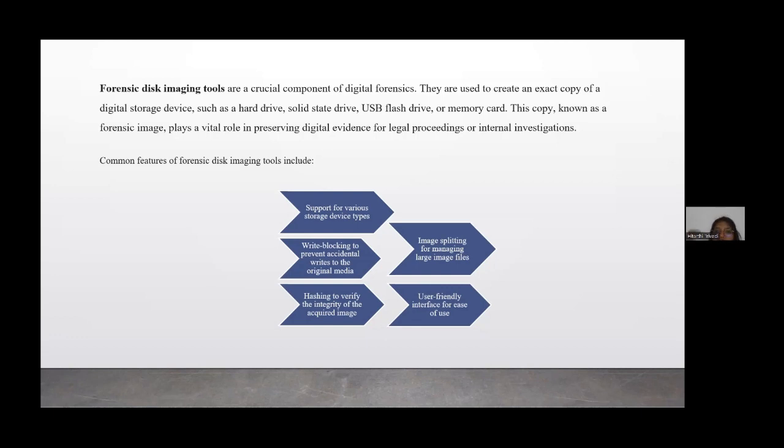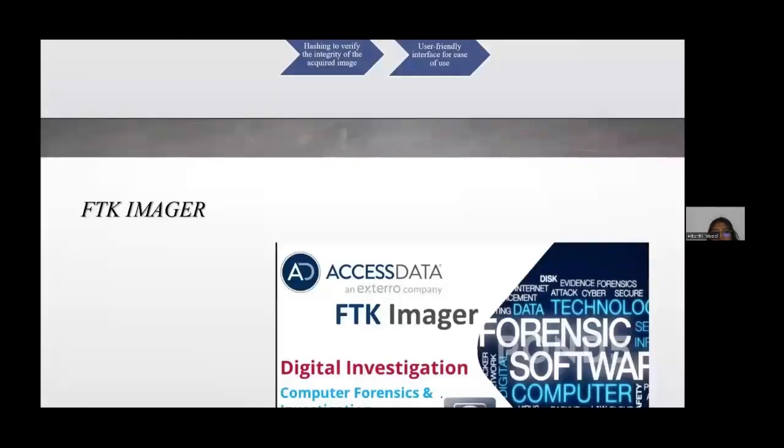Once a hash value is calculated, even a single change in the data, like you skip a letter, alter it, substitute it, or add a letter, will change the hash value. It is that authenticated. Next is image splitting for large image files, and a user-friendly interface. We'll talk about FTK Imager for now.